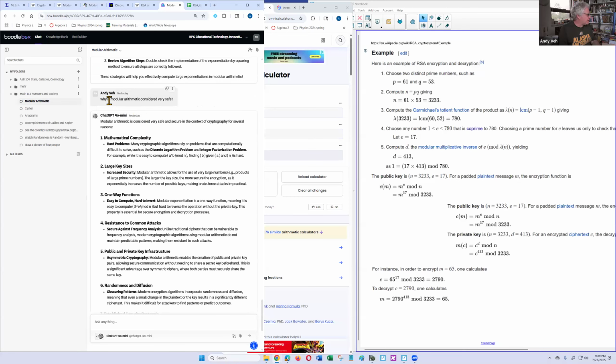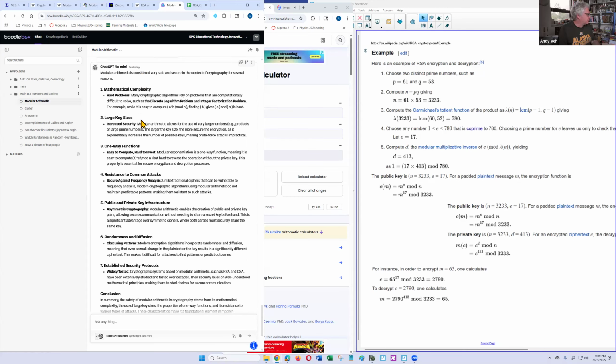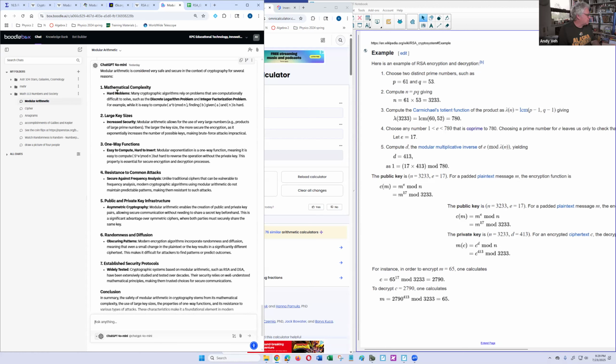So here I asked ChatGPT, why is modular arithmetic considered very safe? And it gives all these things here. So hard problems, large key sizes, one-way function, meaning that you go in one direction, you can encrypt something, but going backward is really, really tough. So the other side of the computer where you send a message to, they have the decryption key. Well, they can do it because they have the decryption key. But if you're trying to guess at it, even with a brute force attack, it's not going to work.